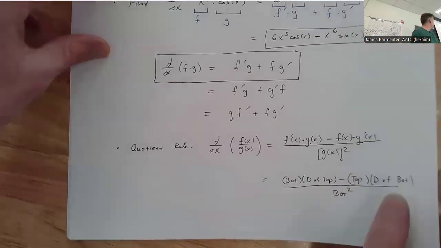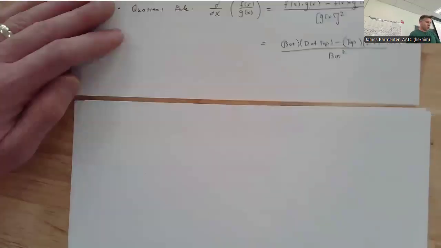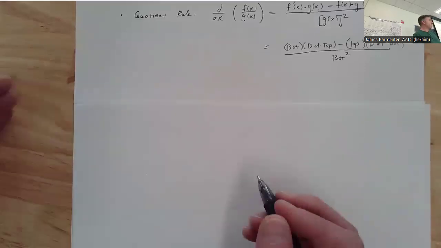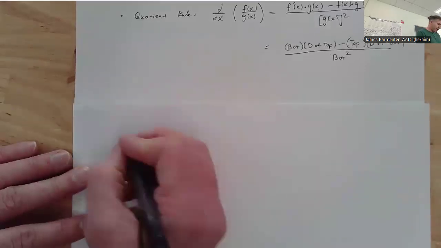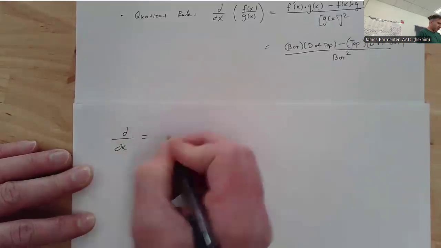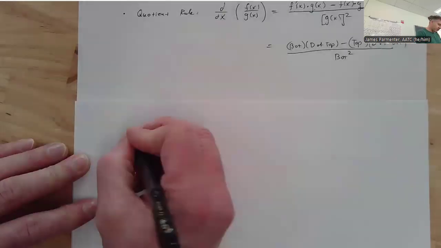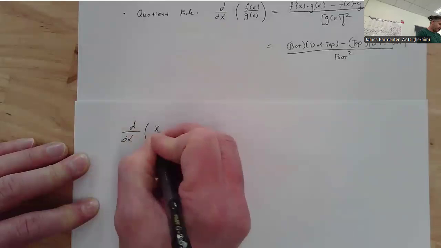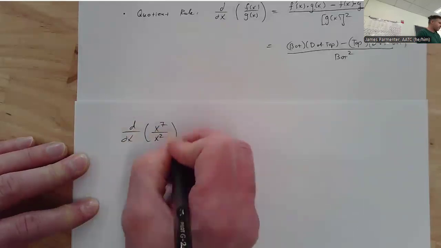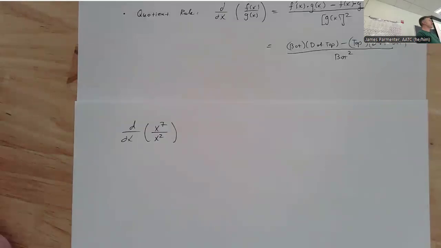So, just to show you another example of why this is true, if I wanted to find the derivative of x to the seventh divided by x squared, we already know what the answer is. With a little bit of thought, x to the seventh divided by x squared is x to the fifth, and the derivative should end up being 5x to the fourth. But let's do it using the quotient rule so we can see that it actually does produce the expected result.